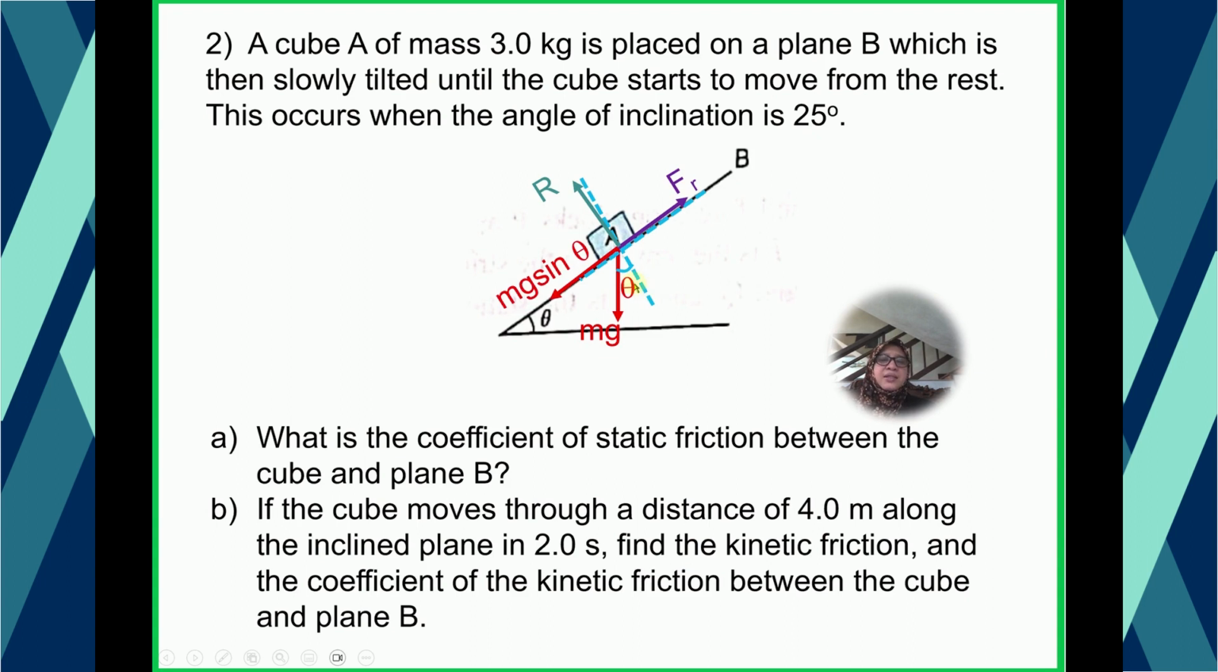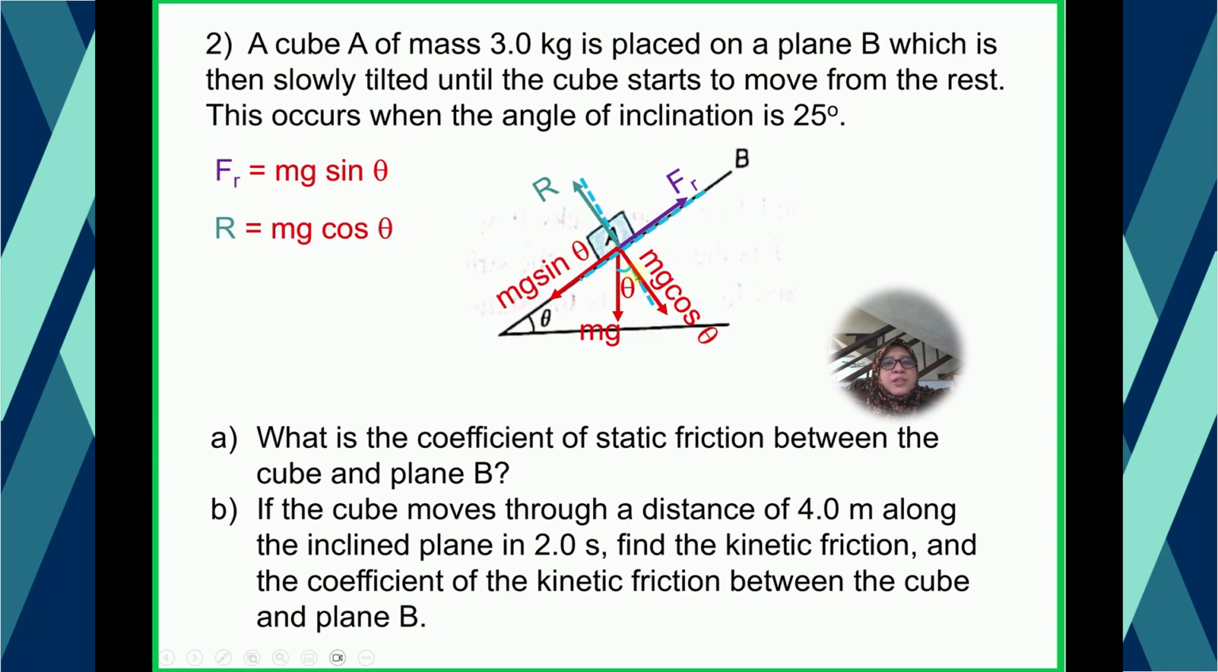Next we resolve the components of mg. The components will be mg sin theta and mg cos theta. For the object to start to move from rest, this is the maximum static friction, so we use limiting static friction, which is equal to mg sin theta. So Fr is the limiting static friction, equal to mg sin theta.